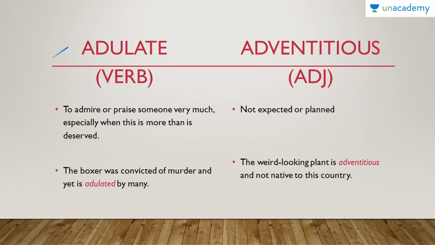Adulate. Repeat after me. Adulate is a verb, to admire or praise someone very much, especially when this is more than is deserved. To put it into a sentence, the boxer was convicted of murder and yet is adulated by many. Next, adventitious. Repeat after me. Adventitious is an adjective, not expected or planned. When we put it into a sentence, it will read, the weird-looking plant is adventitious and not native to this country.